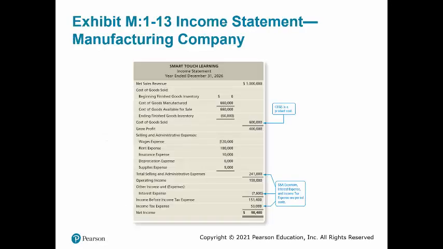This slide shows the income statement for Smart Touch Learning. So in this income statement, we can see cost of goods sold. So cost of goods sold is subtracted from net sales revenue to determine gross profit. Then we subtract our period expenses, which are total selling and administrative expenses, to determine operating income. To operating income, we would add or subtract our other income or expenses to determine income before income tax expense. From that, we would subtract income tax expense to determine net income.